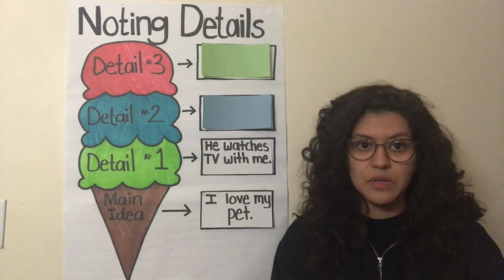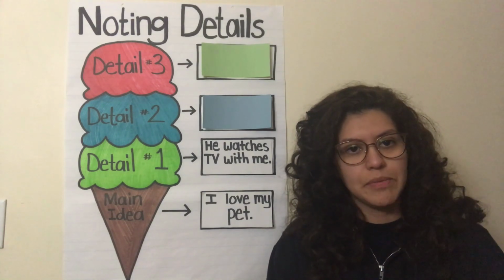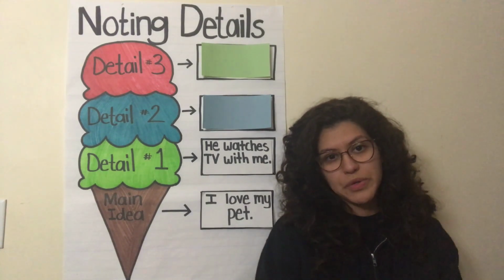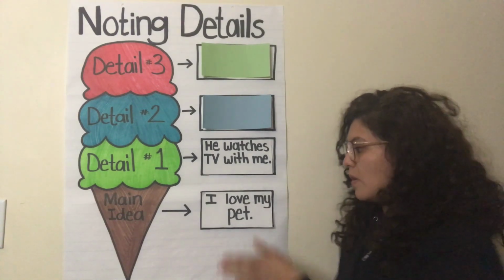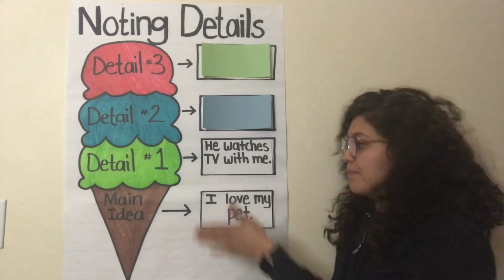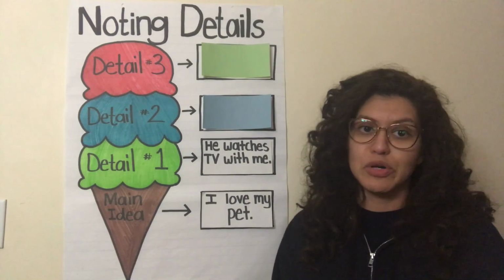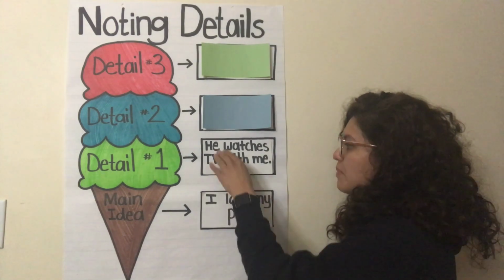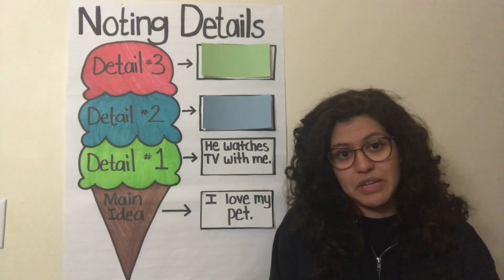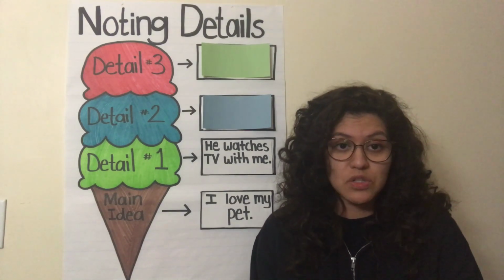So here's one detail that was provided. He watches TV with me. That helps the reader understand, well, why does this person love their pet? Because you don't know their pet. You don't know what they're like. So maybe you're wondering, why do you love your pet so much? Well, this tells you what the person is feeling. I love my pet. And this tells you a reason why. It's a detail. It's describing to you why that person loves their pet. They love their pet because they watch TV with them. Maybe they don't have anybody that wants to watch the same things they do, but their pet sits there with them and watches TV with them, and that makes them really happy, so that's a reason why they love their pet.